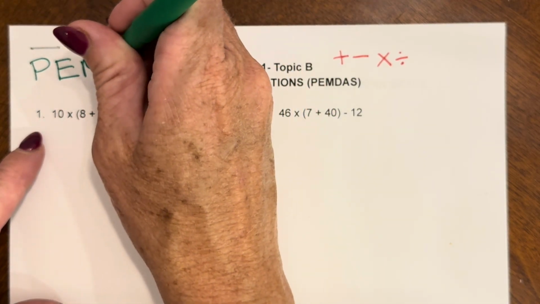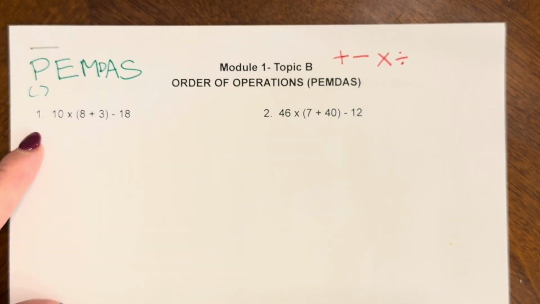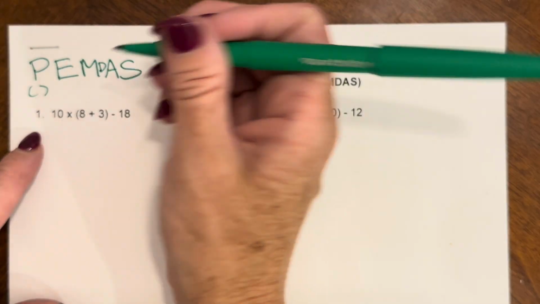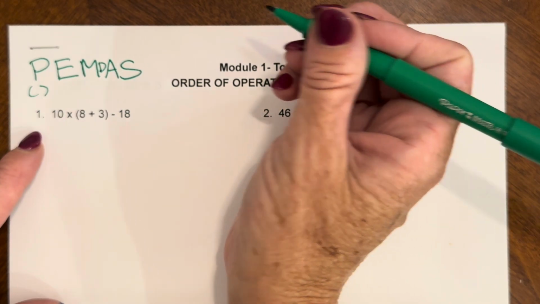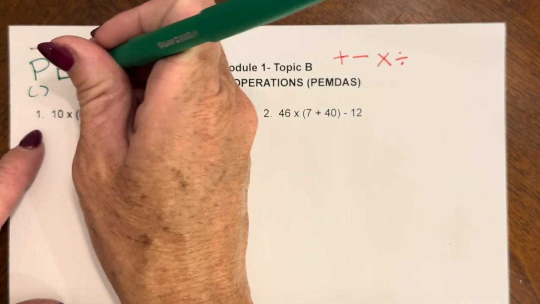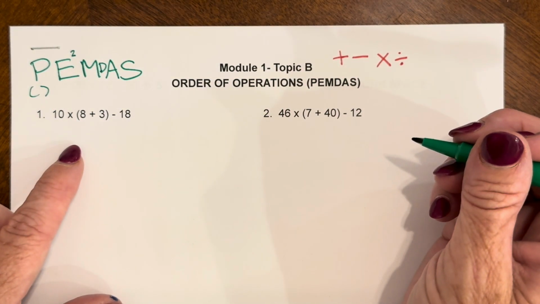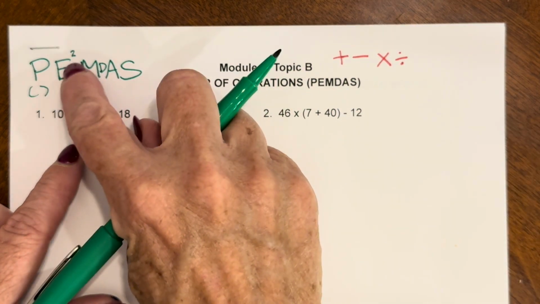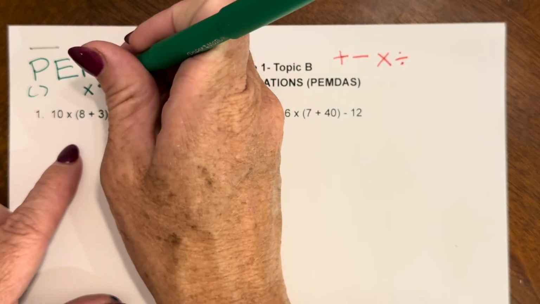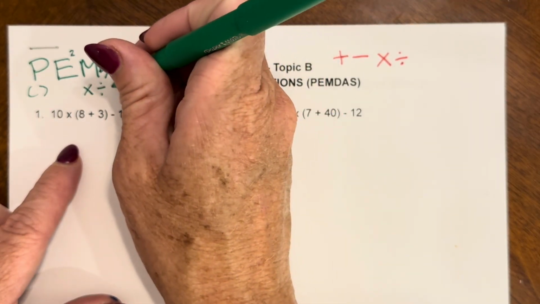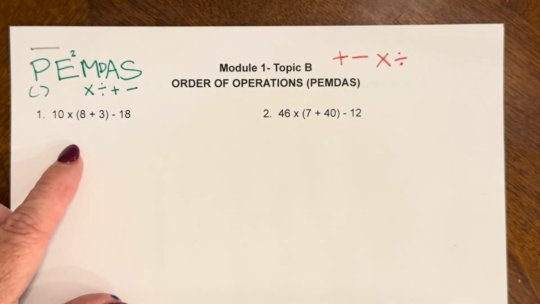Oh, Ms. Munoz made a mistake. PEMDAS. P stands for parentheses. E stands for exponents, which we learned in this last topic. An exponent is the little 2 or 3 or even 5, 6, 7, any exponent. M stands for multiplication, D stands for division, A stands for addition, and S stands for subtraction.